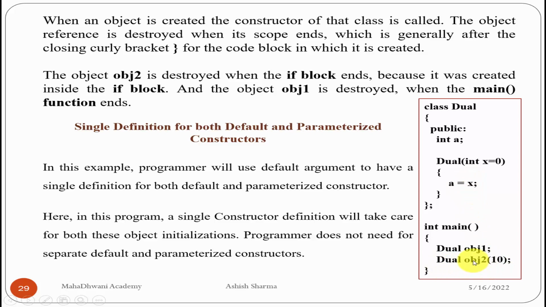Second is dual object 2. We have created object 2, but we pass the value 10 here. Whenever we pass the value here, it will directly go to the constructor and change the value from 0 to 10, because we passed 10. So it will work as a parameterized constructor. Now this value 10 will be initialized to the data member a of the class. So we can understand that one time we use the default constructor, and one time we use the parameterized constructor.